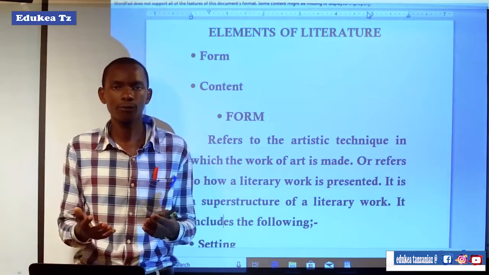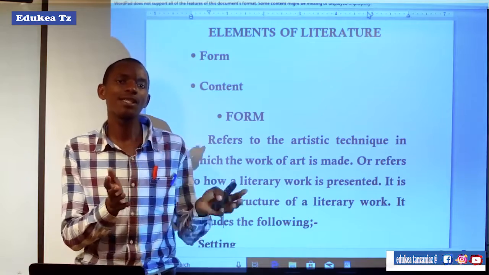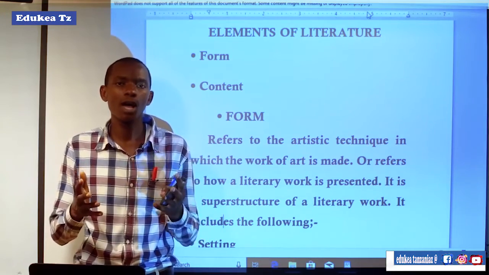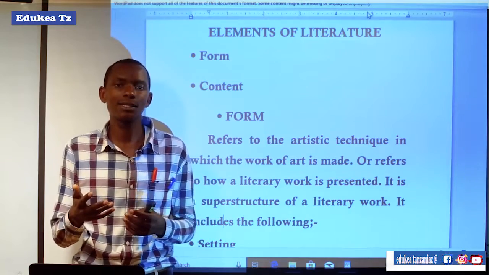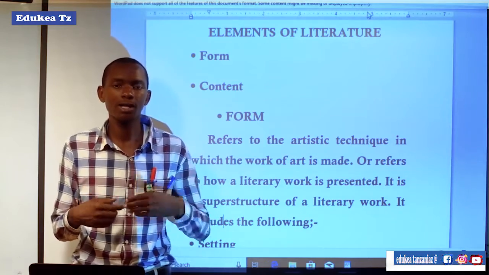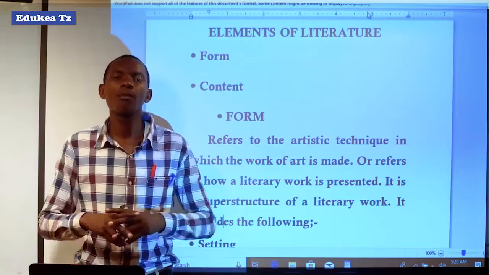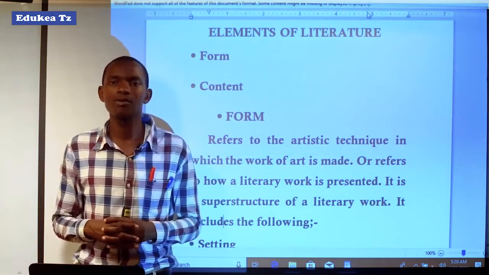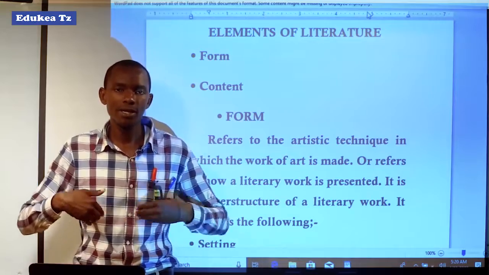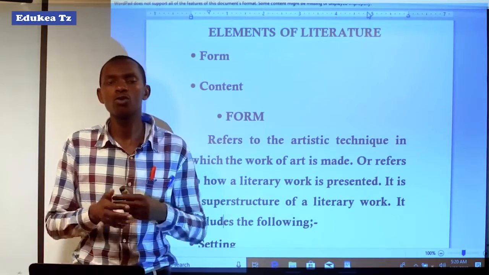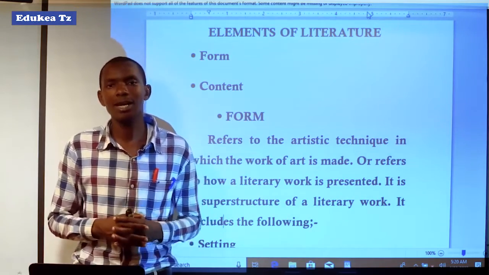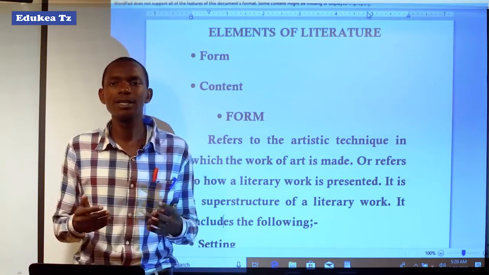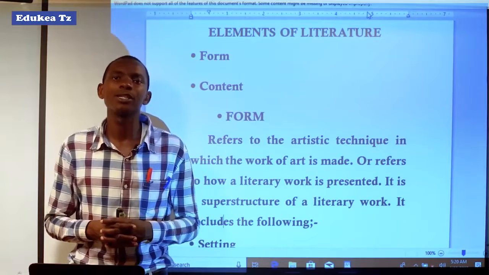We studied a lot of literary devices theoretically. So before I start to teach you how we can analyze or appreciate a literary work, you may prepare yourself to do it practically, rather than as we discussed it theoretically.